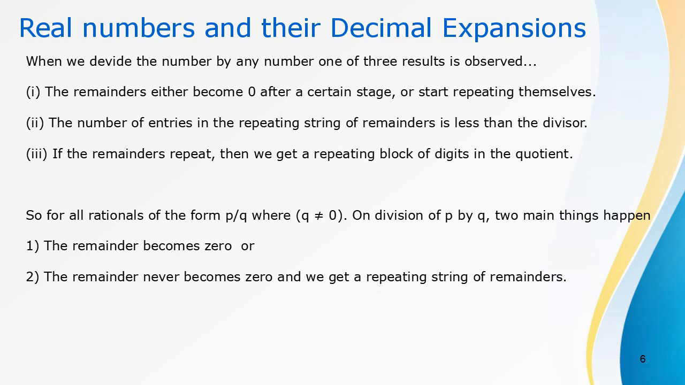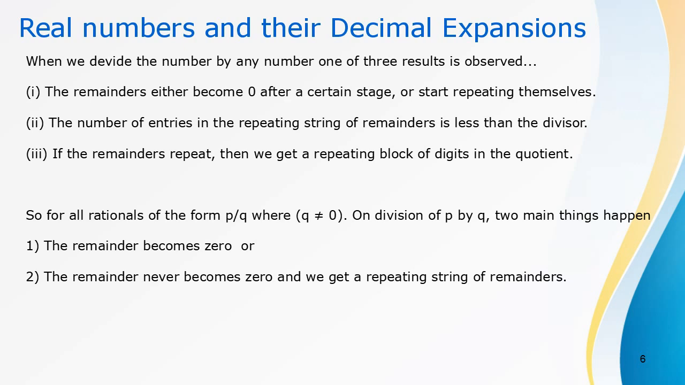Real numbers and their decimal expansions. When we divide a number by any number, one of three results is observed. Number 1, the remainders either become 0 after a certain stage or start repeating themselves. Number 2, the number of entries in the repeating string of remainders is less than the divisor. And number 3, if the remainders repeat, then we get a repeating block of digits in the quotient.